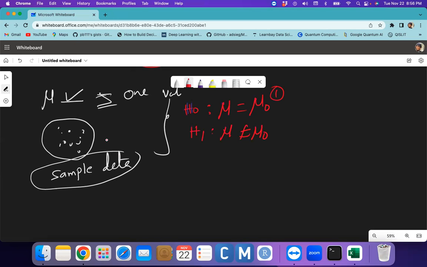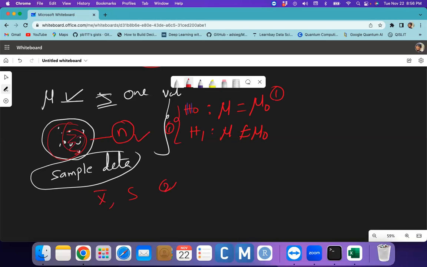So this is my population, right? When we have some population, you should have a sample size, that's my n value. And when we have sample data, you can calculate the sample mean, and you can also calculate the standard deviation, right? This is my step 1.